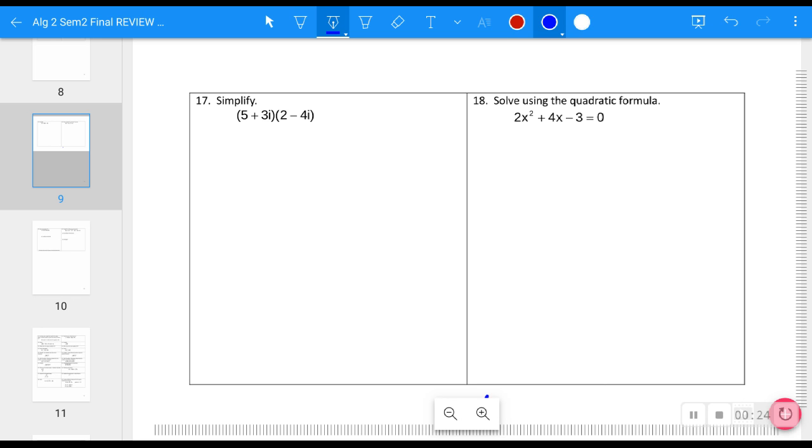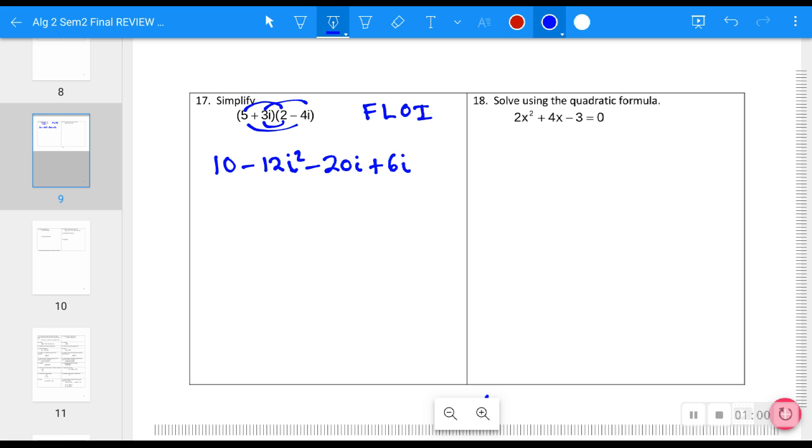Well, we would normally use FOIL, but I have taught you guys that if you rearrange it slightly, it works better. So first times first here is 10. Last times last is negative 12i squared. The outside pair is negative 20i, and the inside pair is plus 6i. Now you can see that I put a little tail on those i's. You probably want to do a better job than I did on that first one.